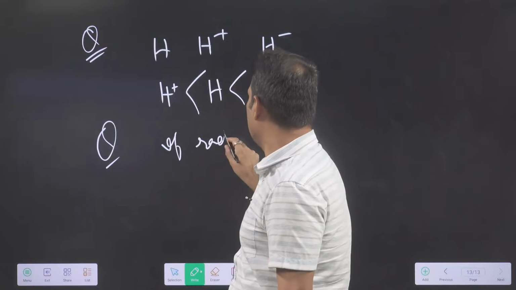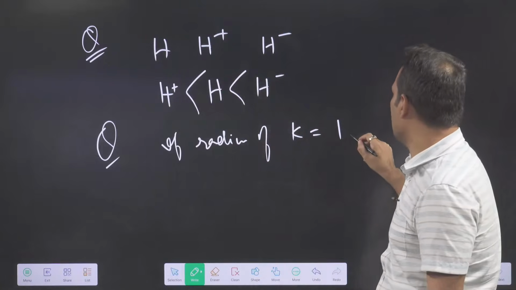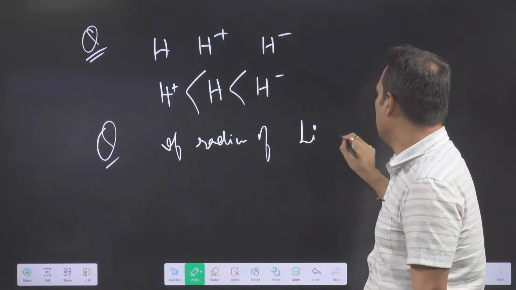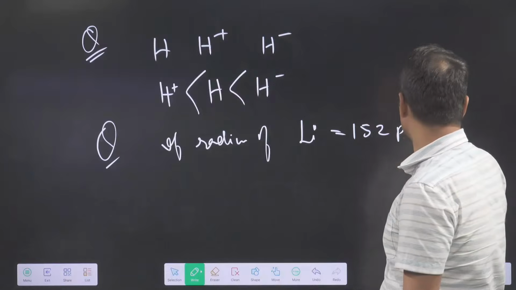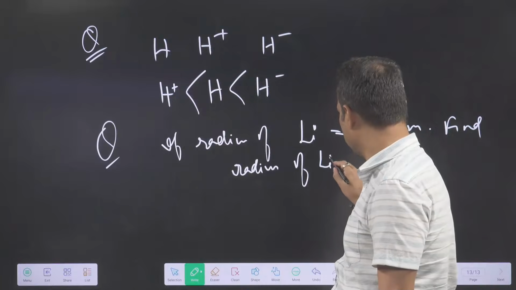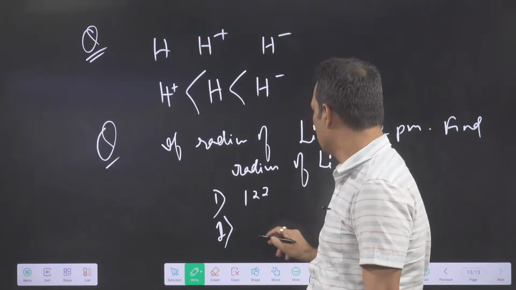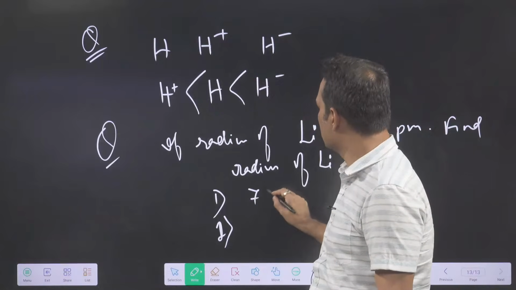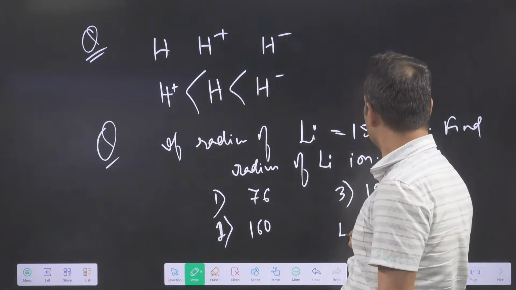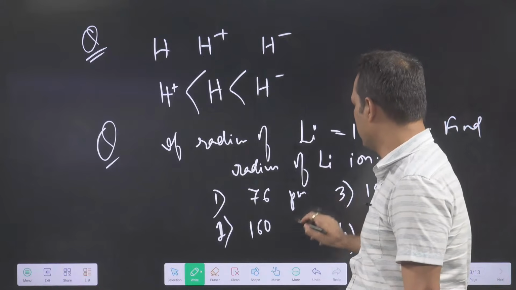Same question they can ask you in different way. If radius of potassium is 134 picometer, or lithium, okay, let's say lithium is 152 picometer. Find radius of lithium ion. And your options are 122, exactly 76, 160, third option 152, fourth option 200. Picometer, all are picometer. Tell me, what is the correct answer?